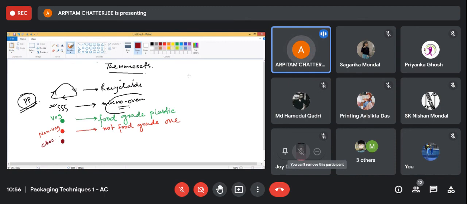Okay, so these are a few of the very important packaging symbols. I will give you a list, but these are very common things, and you should know them properly so that you can interpret the package. Okay, that's all for the day, and that's all about packaging plastics. If you have any doubts, you can ask me, else we'll stop the class.